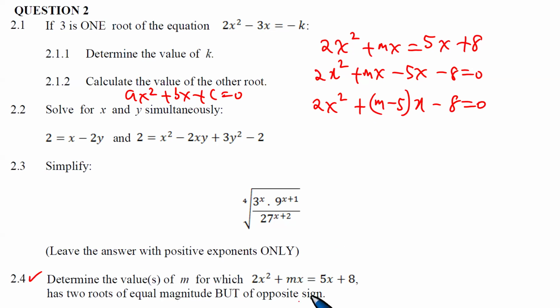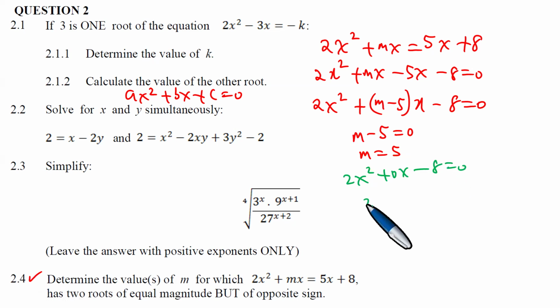Okay, we want to find the values of m. What are the values of m? Okay, we can clearly see that for that to happen would require that m minus 5 be equal to 0. And m becomes 5, because if m minus 5 equals 0, then we shall have that 2x squared plus 0x minus 8 equals 0, and 2x squared minus 8 equals 0. You divide both left and right by 2 like this.